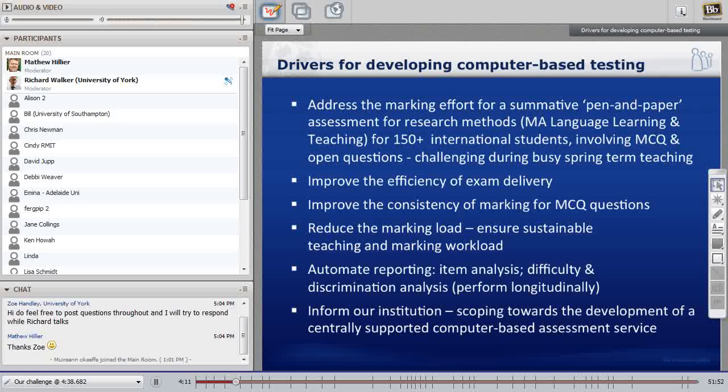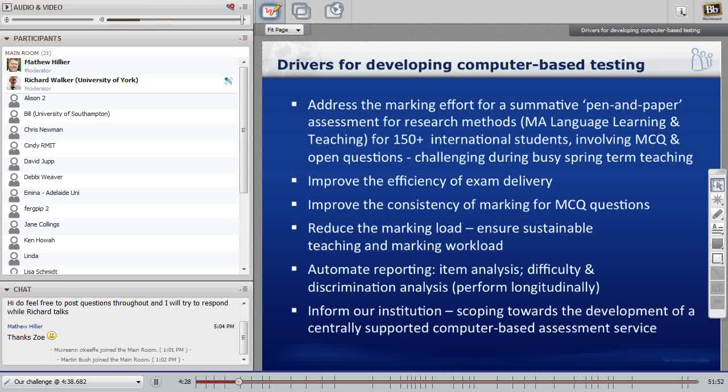And I guess another advantage was being embedded, working very closely with central services right from the start and getting their full support, because what we were doing was pioneering a new summative assessment approach for the university as a whole, which the university can learn from. So we had the support of the desktop and IT services team, as well as my own e-learning team within the department.